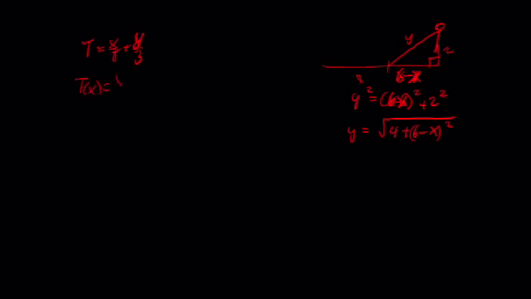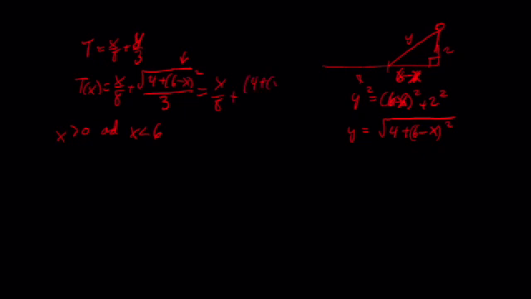So I have T of x equals x over 8 plus the square root of 4 plus 6 minus x squared, all over 3. Now, I know that x has to be greater than 0 and x has to be less than 6. So I'm going to rewrite this formula using exponents because I don't like working with radicals. It's just the way I am. So I have 4 plus x minus 6 squared to the 1/2, over 3. So our closed interval goes from 0 to 6.